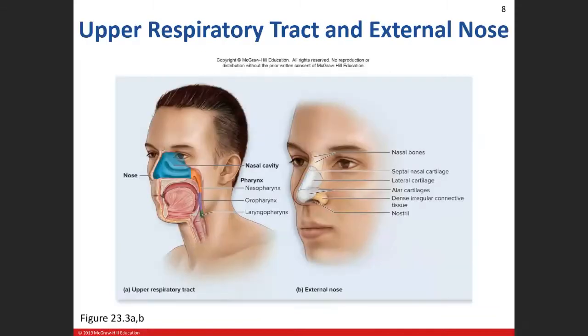So if we look here, you can see here are the nasal bones, and then you have that hyaline cartilage which forms the lateral and anterior structure to your nose, and then you have your lateral cartilage here off to the side, and then further out you're going to have your alar cartilage, and then here you'll have your dense irregular connective tissue that makes up the lateral portion of your nostril or the nares there.